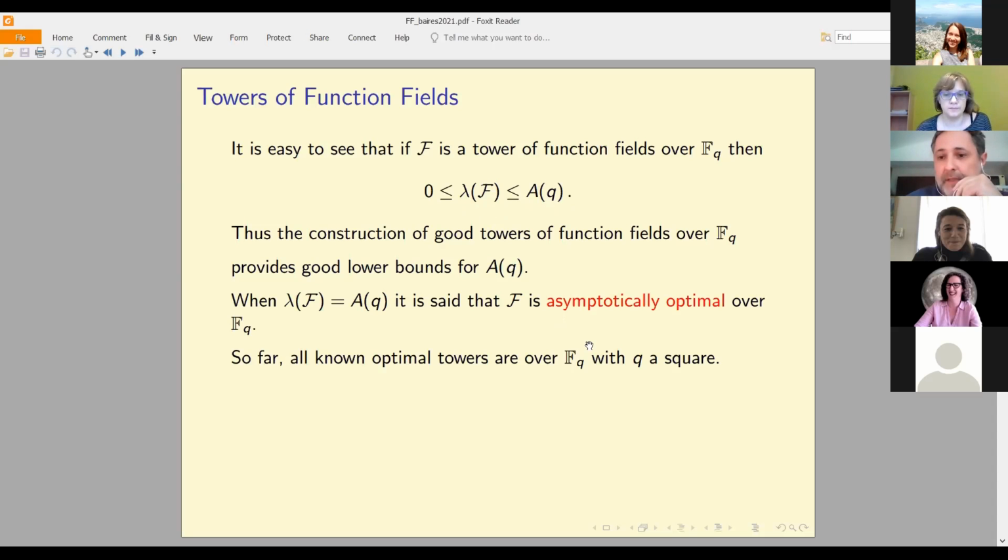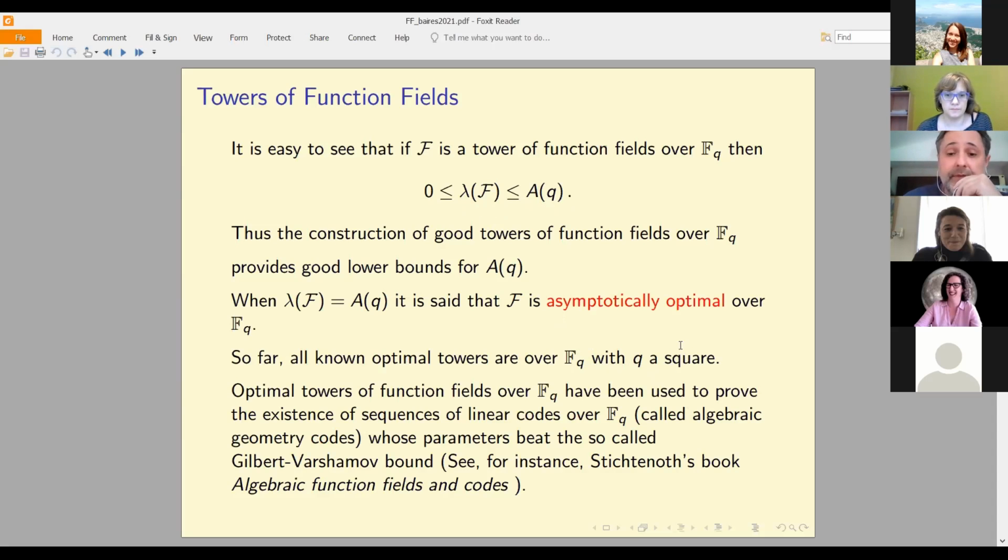So far, the optimal towers are known over finite fields with square cardinality. And these examples of optimal towers were used to construct really nice codes over a finite field F_q, linear codes called algebraic geometry codes, beating the so-called Gilbert-Varshamov bound. That was a big step in coding theory. You can see all these things I'm talking about in the classical Stichtenoth book, Algebraic Function Fields and Codes. There are many other books also, but this is the classical one.